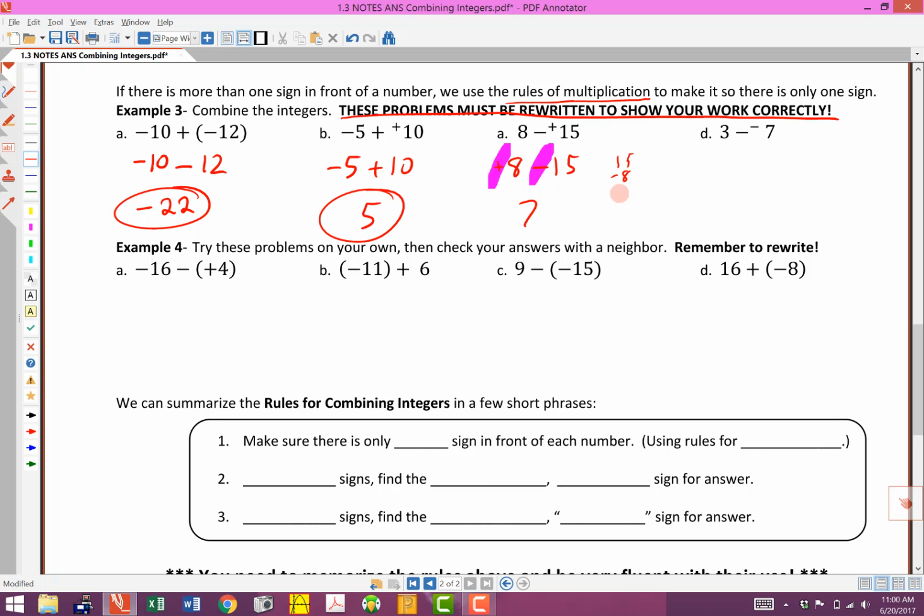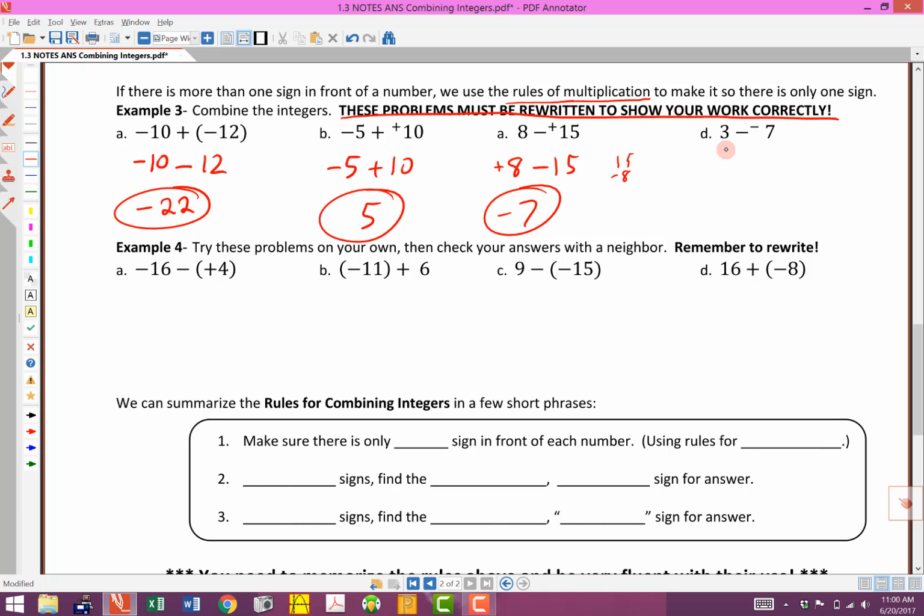And then to figure out the sign of the answer, the bigger one is 15. Let's see what that one is again. That one's negative, so the answer on this one's negative 7. Which hopefully makes sense, because this is like having $8 and owing $15. Once you pay them the $8, you're going to still owe $7. And again, once you've got that one sign in front of each one of these, you could do a number line example for each.